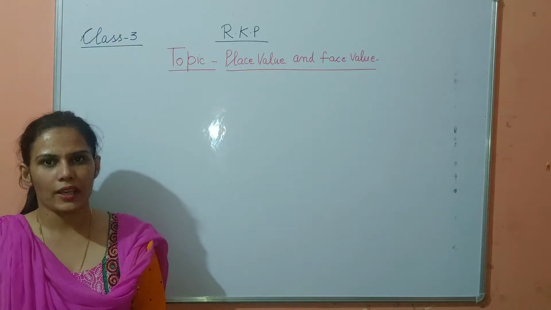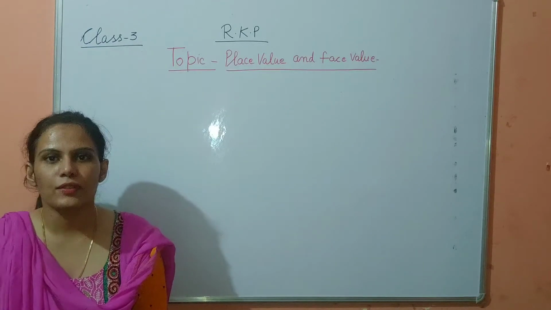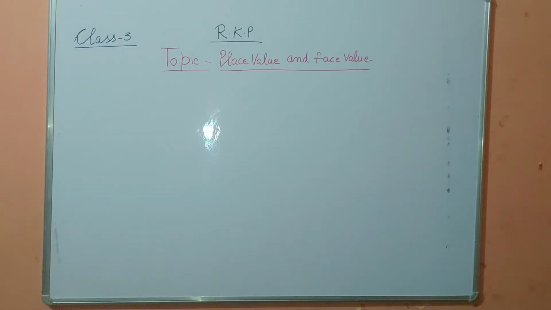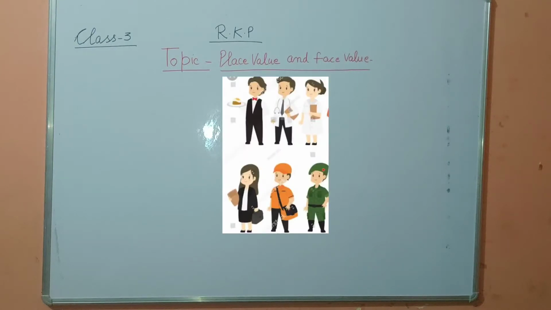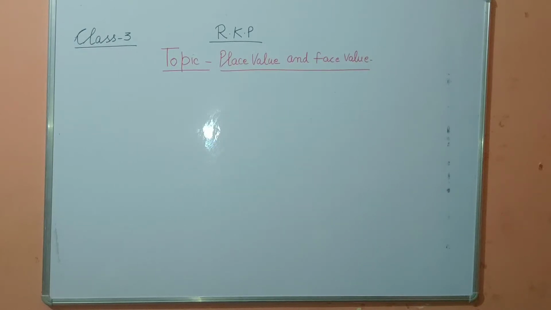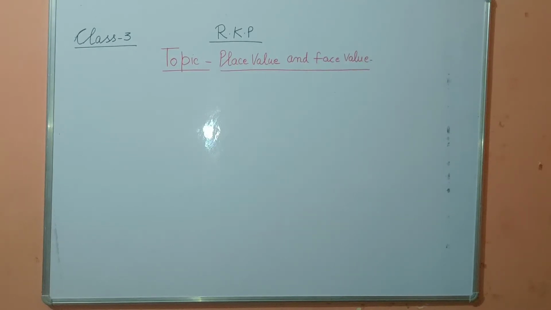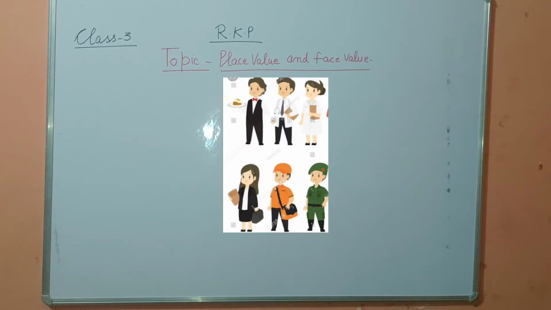Before starting our topic, I want to show a pic that will make this point very clear in your mind. So students, watch this pic. As you can see, all persons have the same face, but they have different positions. First one is waiter, second one is doctor, third one is nurse, fourth one is lawyer, fifth one is pizza delivery boy and sixth one is army officer. They have the same face but they are at different positions.